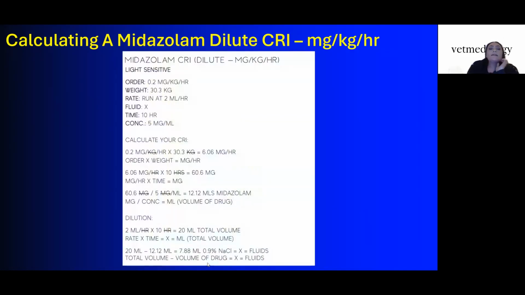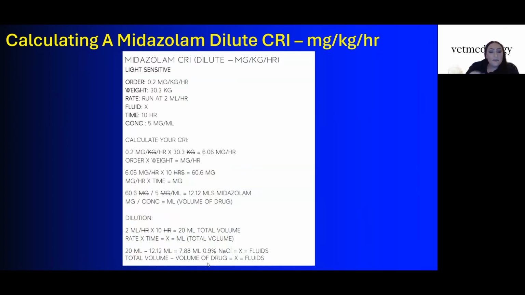All right, so this is how to calculate a dilute midazolam CRI, mg per kg per hour. So it's pretty much the same order, 0.2 mg per kg per hour for 30.3 kgs. We're going to run it at 2 mils an hour. That's going to be our dilution. And our fluids are unknown. The time is over 10 hours, and our concentration of midazolam is 5 mg per mil.